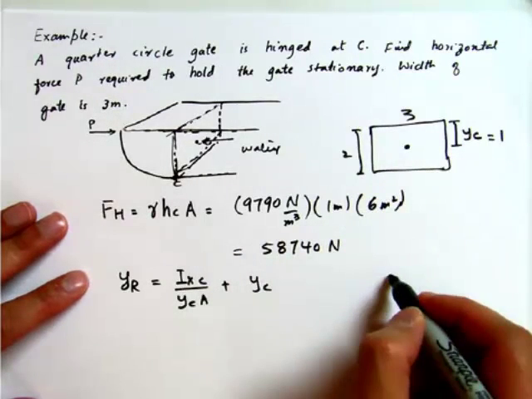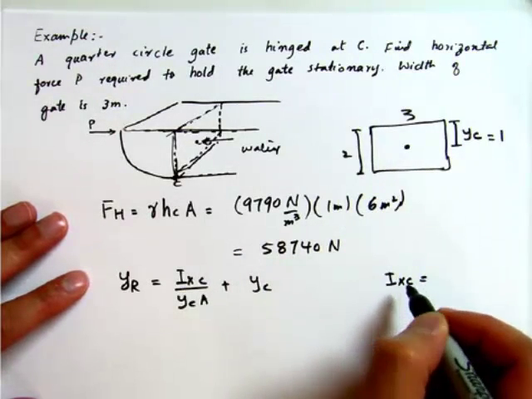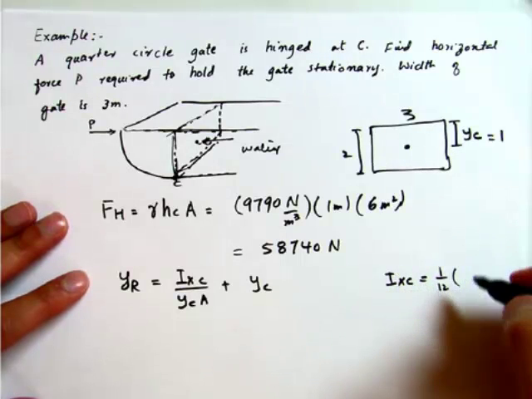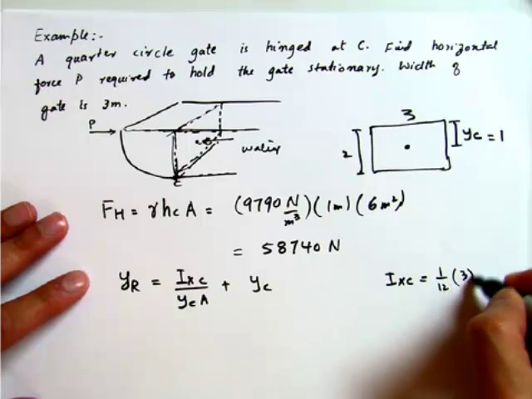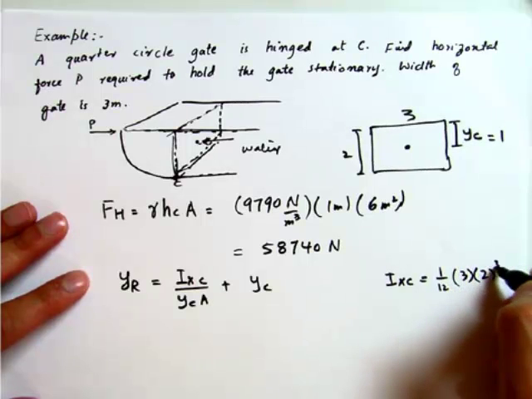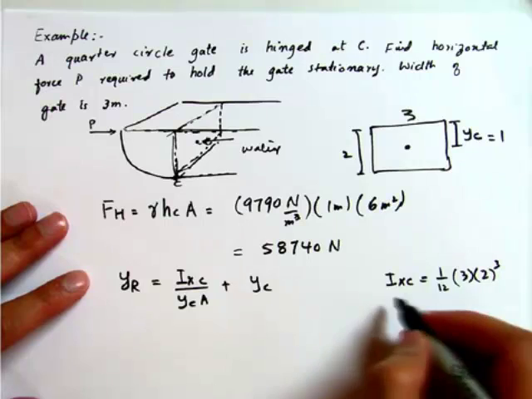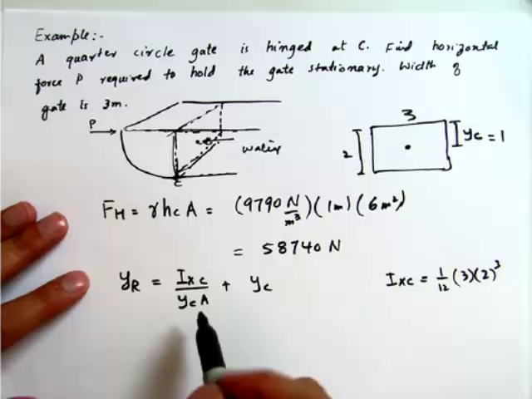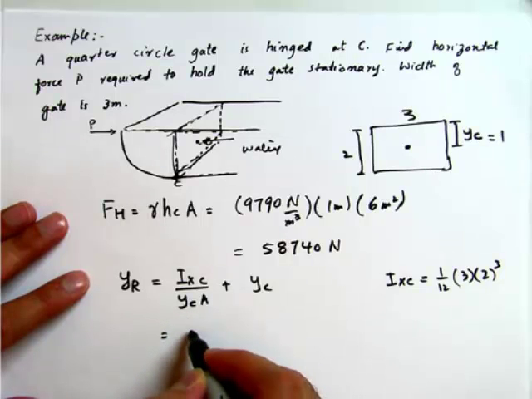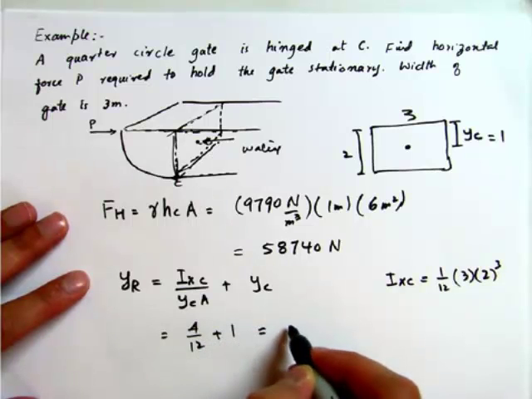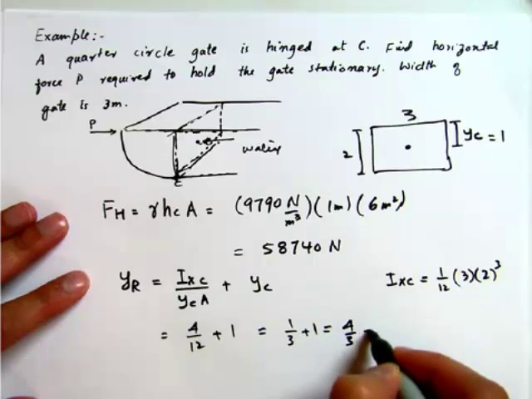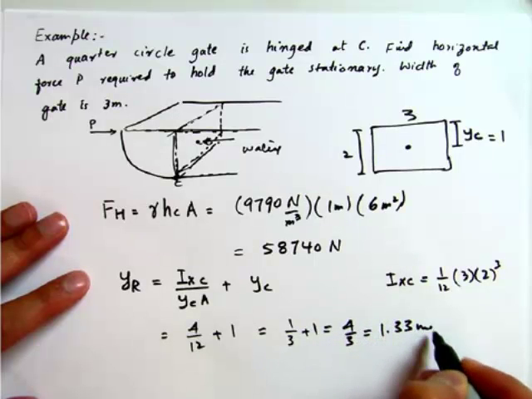The only missing quantity is this Ixc, which I can find out: it is 1 over 12 b cube times 2 to the power third. This is the second moment of area for a shape that looks something like this. When I put all of these things together, it gives me 4 by 12 plus 1, which is 1 by 3 plus 1, and all of this is 4 by 3, which is 1.33 meters.